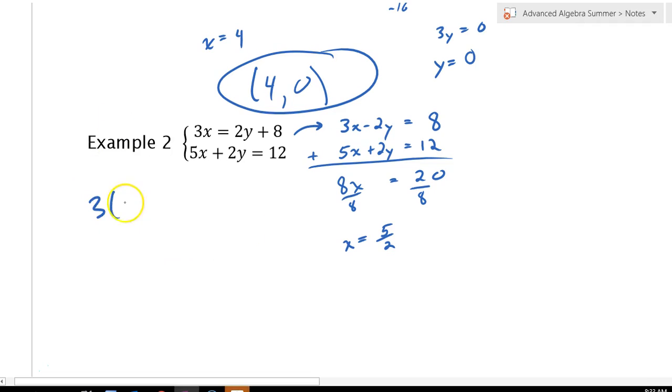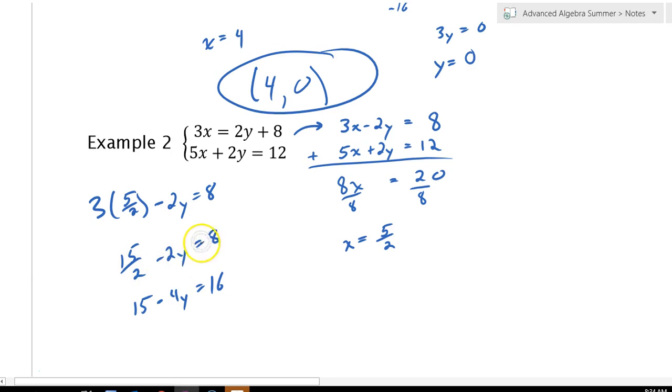So my x is 5 over 2 minus 2y equals 8. So using GeoGebra to get this, we would have 15 over 2 minus 2y equals 8. What I'm going to do is multiply everything by 2 here, just get rid of the fraction. So that would give me 15 minus 4y equals 16.